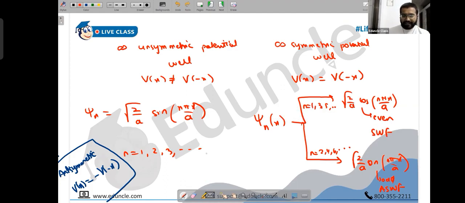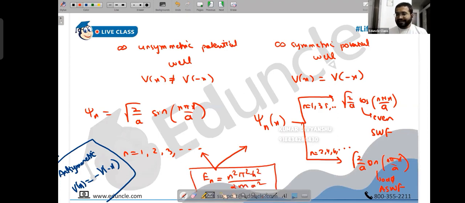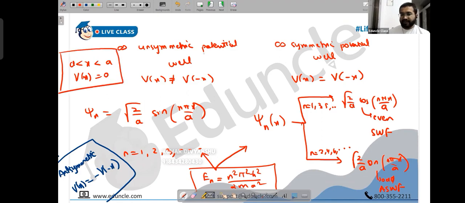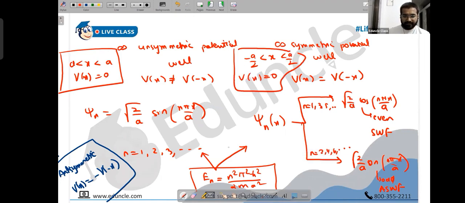However, the values of energy in both cases don't change. It will remain n square pi square h bar square upon 2m a square. Also, you need to remember everything is the same as far as the width is a. Width cannot change, width must be a. Like in unsymmetric, the region is 0 less than x less than a, where V of x is 0. In the infinite symmetric potential, V of x is 0 from minus a by 2 to a by 2. This is where V of x becomes 0. But the width remains a in both cases.